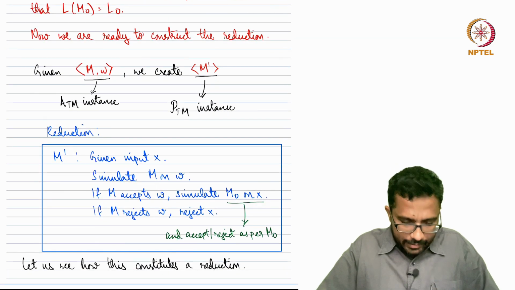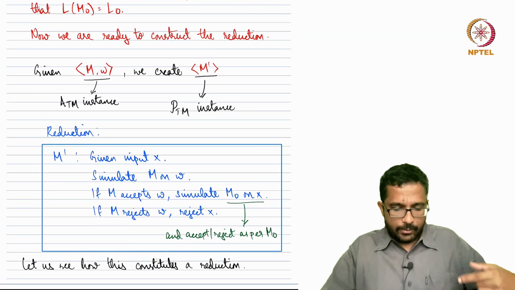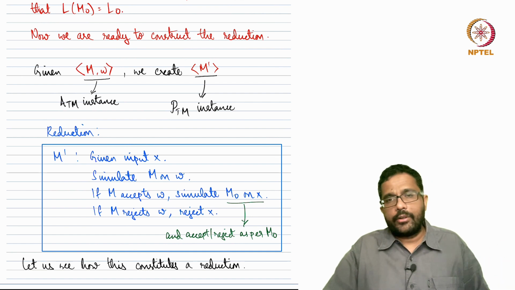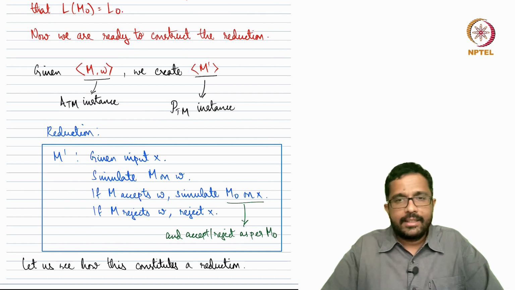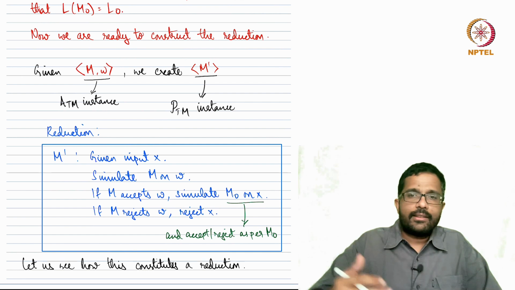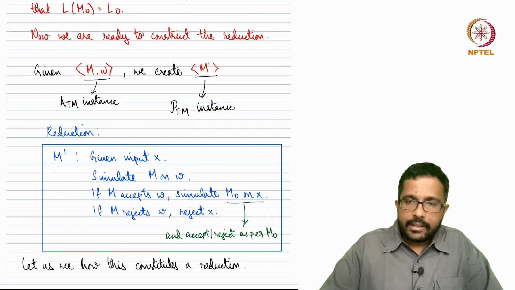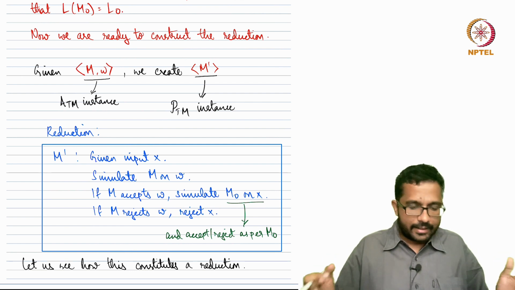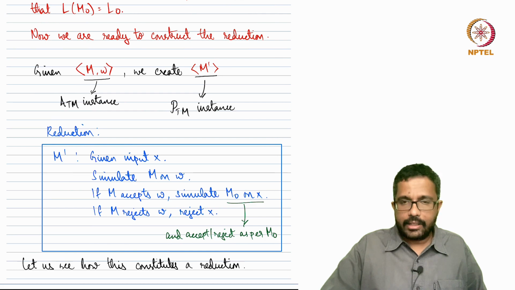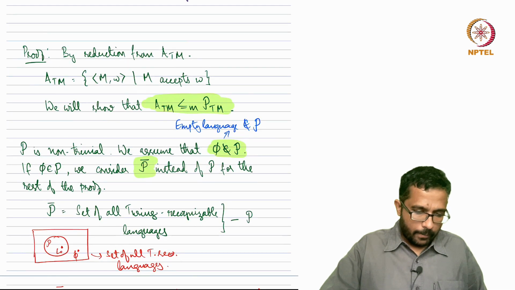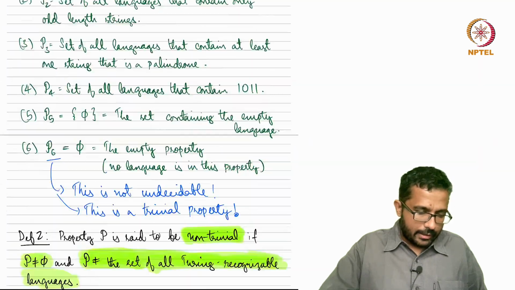Of course, it's like 3-4 lines, and there are two simulations going on, M on W and then M0 on X. But still, given how many results we can derive or infer from it, it's actually not that difficult, and not that much effort. So that completes the lecture on Rice's theorem.